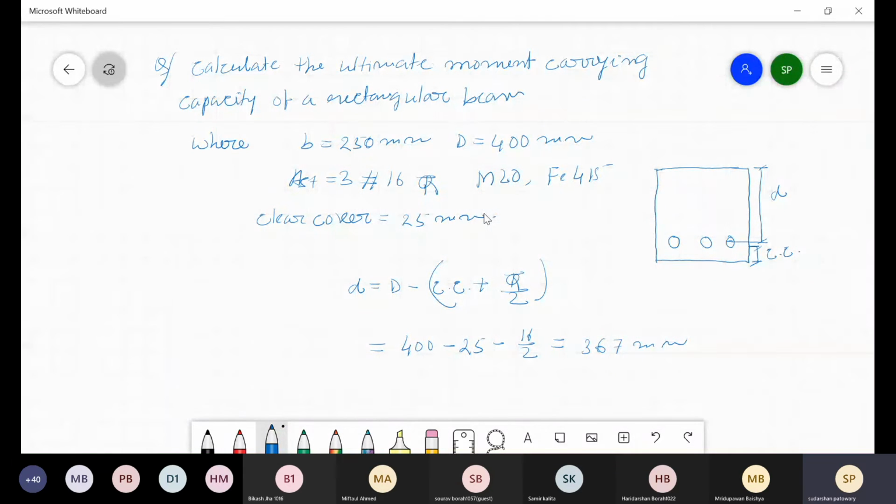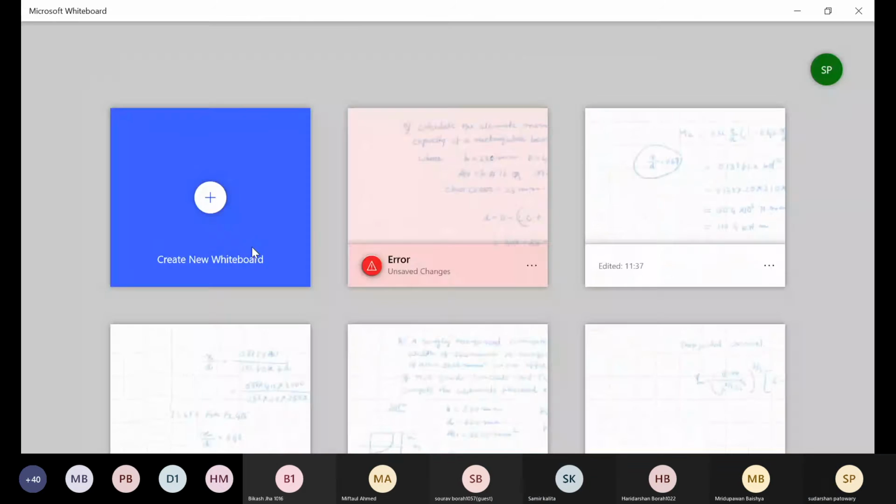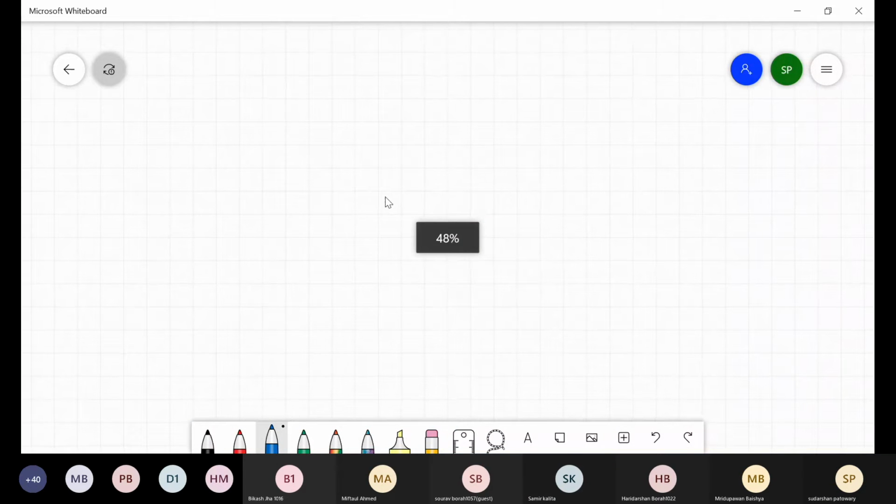So next, what do you have to calculate? What is the next step? Depth of the neutral axis, yes. x/d is equal to, what is the formula for x/d? 0.87 fy Ast divided by 0.36 fck b d.